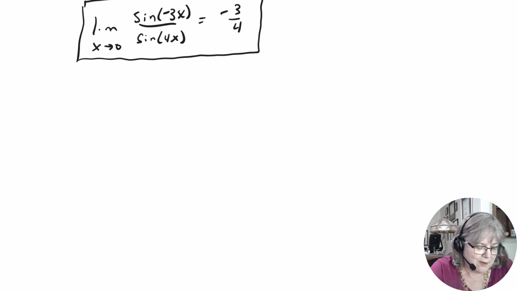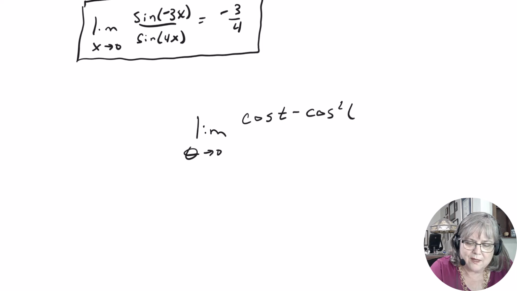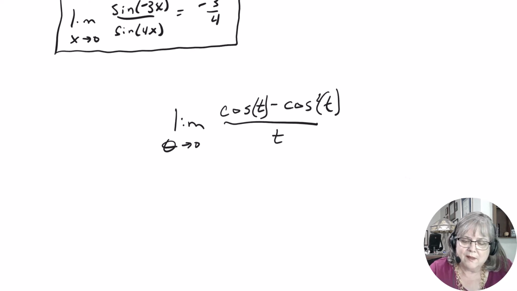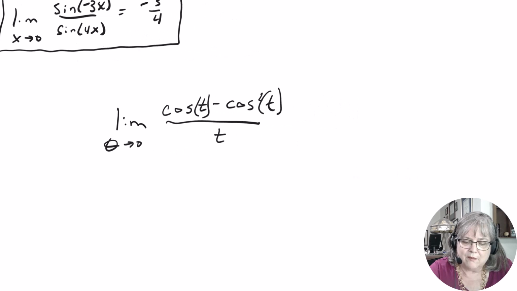Okay, one more and then we're done. The limit as theta goes to 0 of cosine t minus cosine squared t. Now see how that looks weird when you're trying with no parentheses, over t. And you're going, well, that's pretty close, right? But not quite. But I can factor out one of the cosine t's.